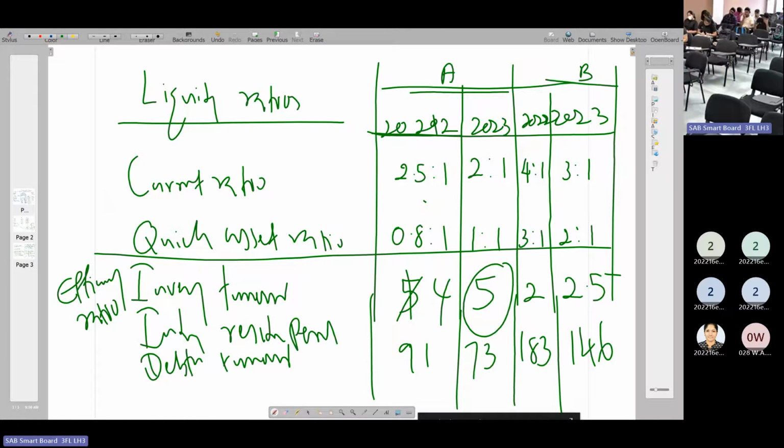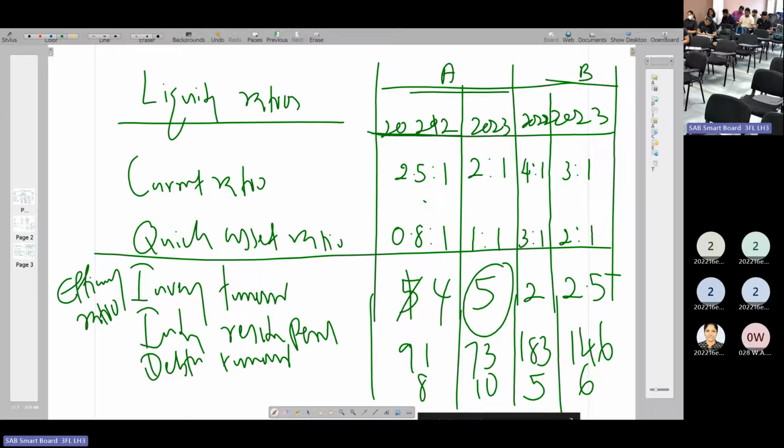Let us put the debtors turnover figures: here 10, here 8, here 5, here 6. Looking at the debtors turnover, which company and which year is best? A company, 2023 is better. Comparatively, that company is better, that year is better.